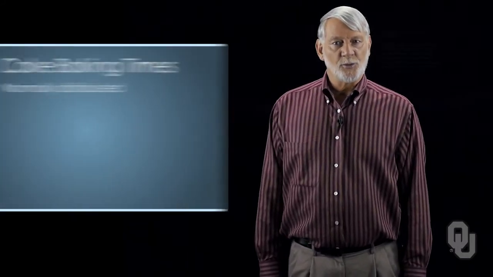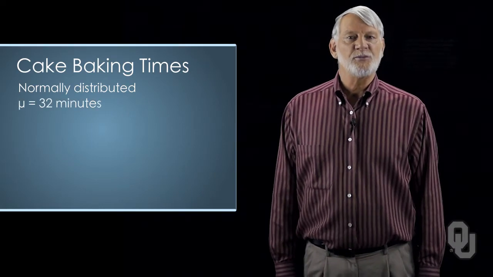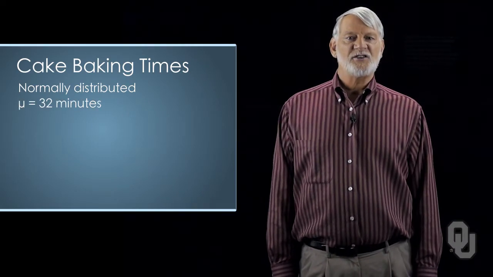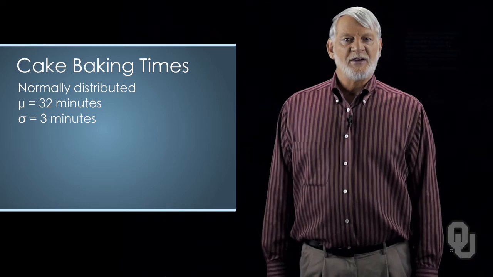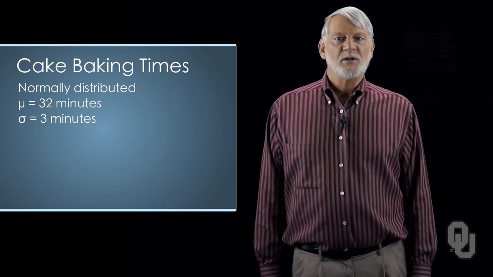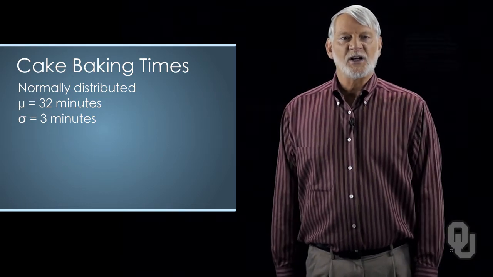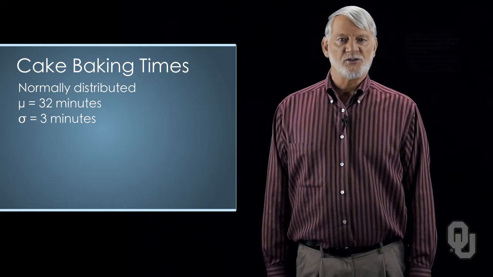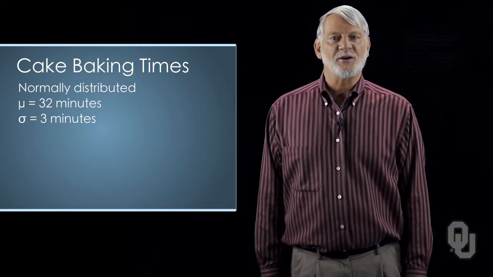Let's continue to calculate probabilities for a distribution that we know to be normally distributed. Imagine that the baking time for a cake with a particular bakery is normally distributed with a mean of 32 minutes and has a standard deviation of 3 minutes. The variation around the mean is attributable to the variation in the liquid content of the cake batter, usually the result of cream content in the milk.